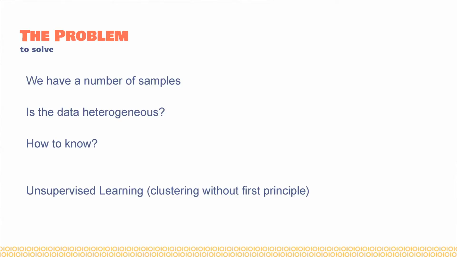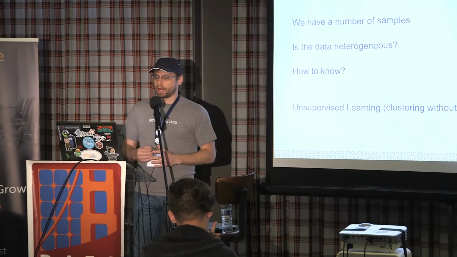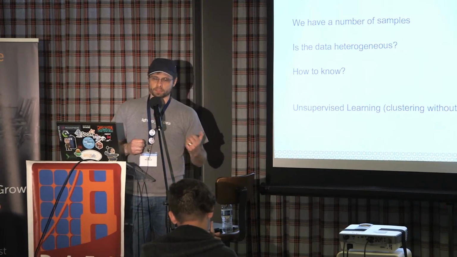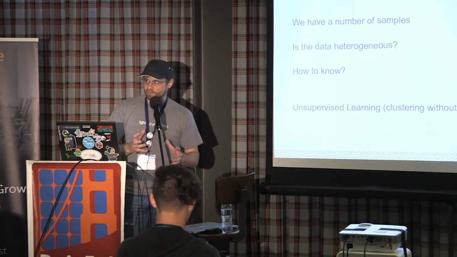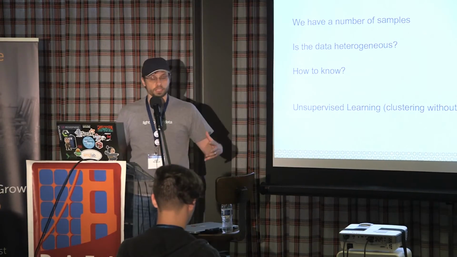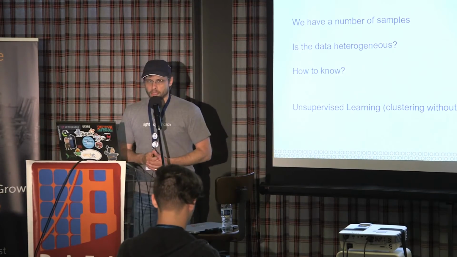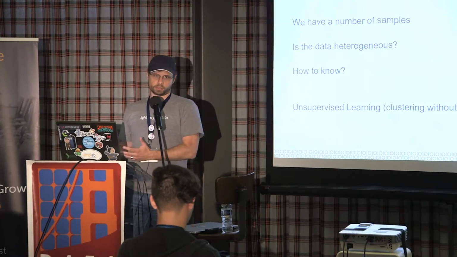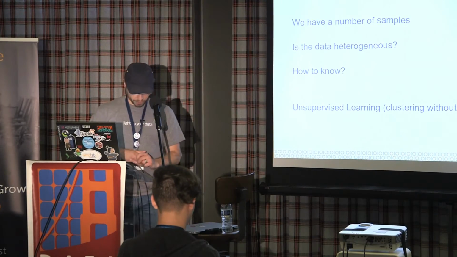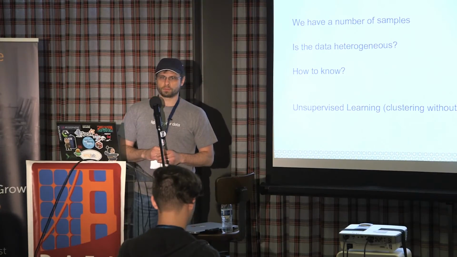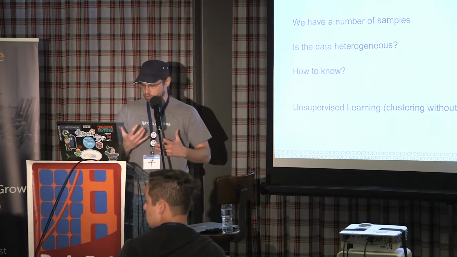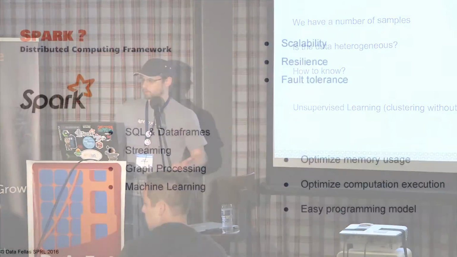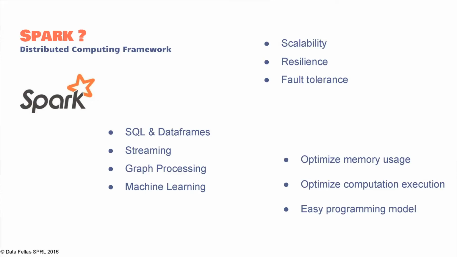The problem is that actually we have quite a number of samples, so the data is starting to get pretty huge. And if you want to know if the data is heterogeneous, if you want to see if the samples that you have are part of the same population, how to know that? In order to know that, you will start to do some clustering. So without first principles, that means you don't want to model the way structures are created in this population. You want to just learn from the information available right now. So you will do unsupervised learning.